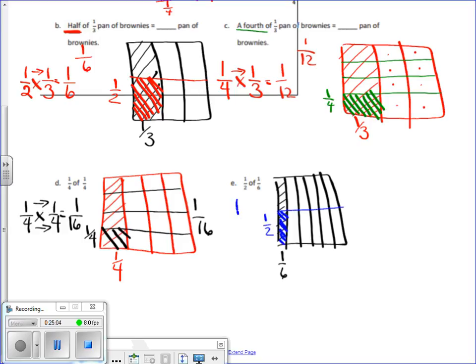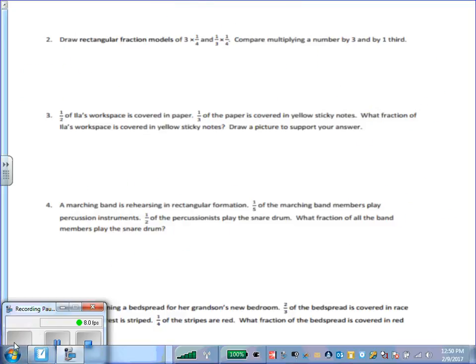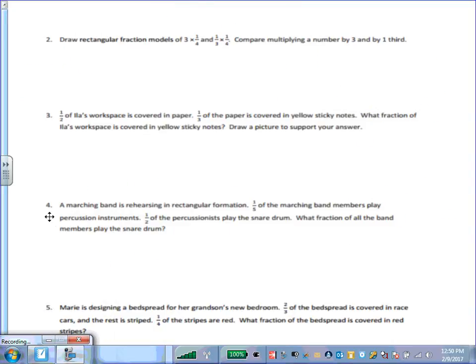The bar model makes it all easy. Well, 1/12 is 1 times 1 is 1. I got it right. Very good.